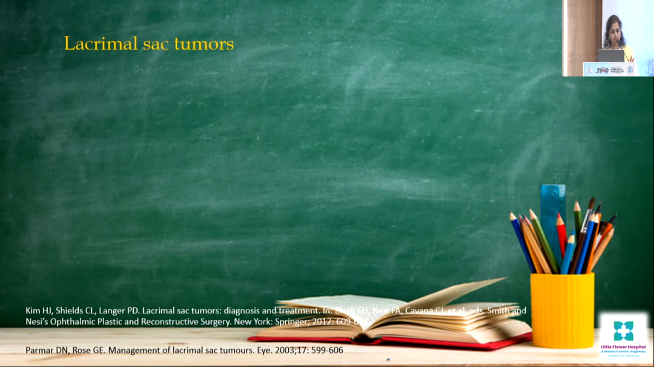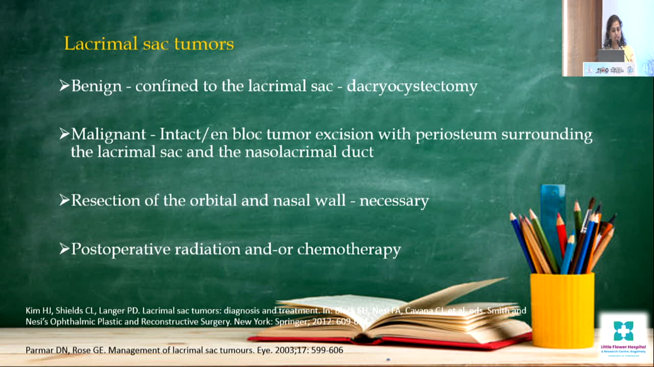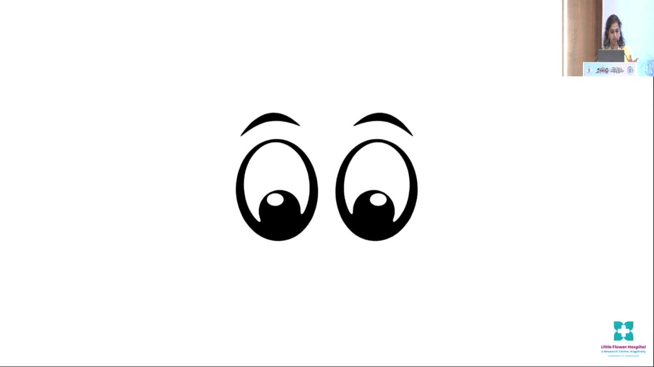And coming to the management, first is tissue biopsy, and if it's benign and confined to the lacrimal sac, dacryocystectomy is done. If it's malignant, an en-bloc tumor excision with maxillectomy is preferred to increase the survival rate. And depending on the extent, resection of the orbital walls and/or paranasal sinuses or lymph nodes, depending on their spread. Postoperative radiation is preferred, and chemotherapy in case of recurrence or in case of lymphoma.